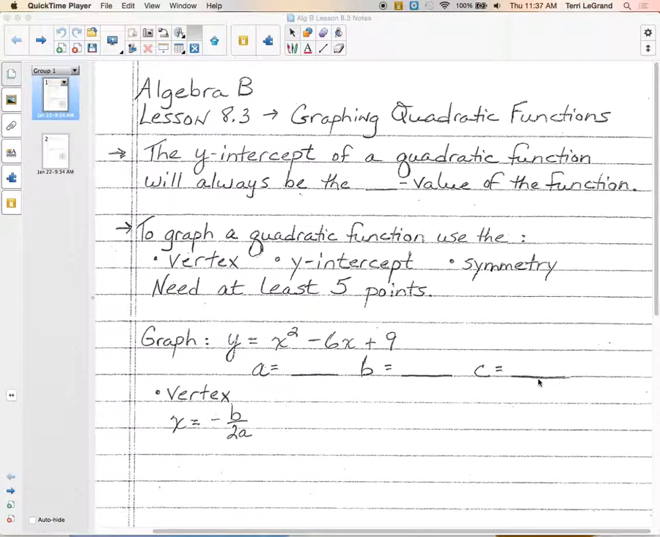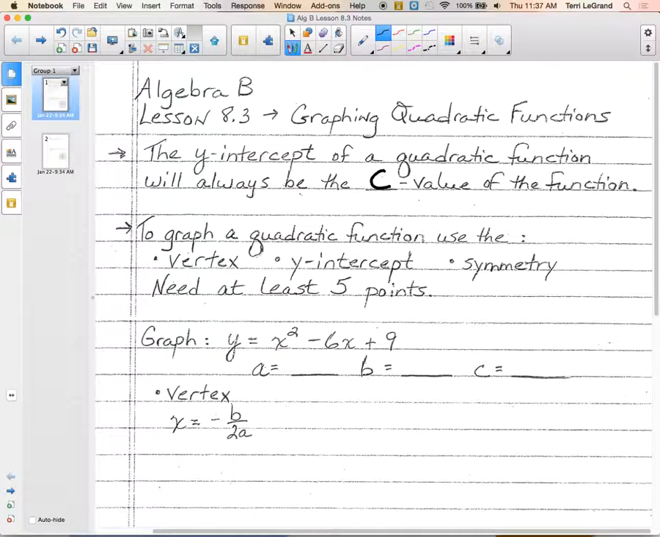Today we're going to take a little bit different approach to it. The y-intercept of a quadratic function will always be the c value of the function. So when we have our quadratic function in standard form, the c value will be the y-intercept. It's going to tell you where a point on the y-axis would go.